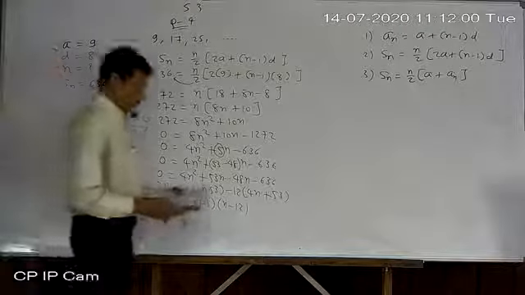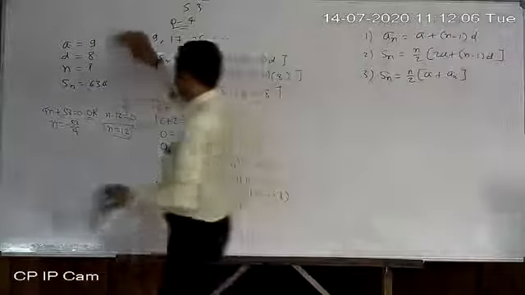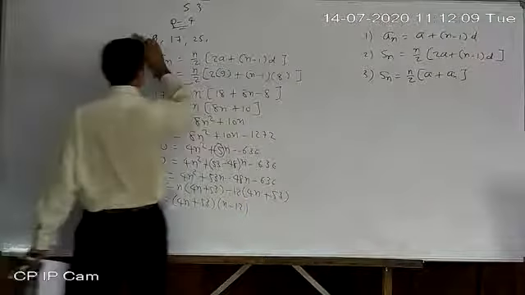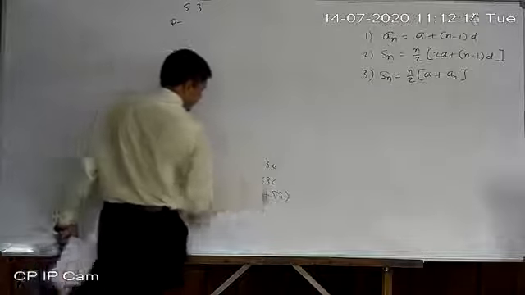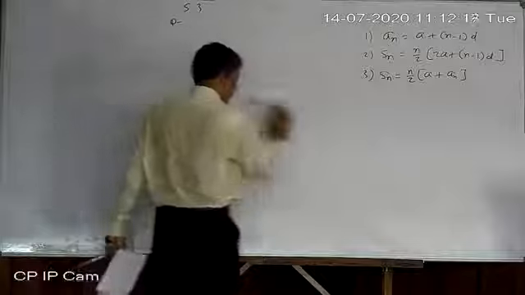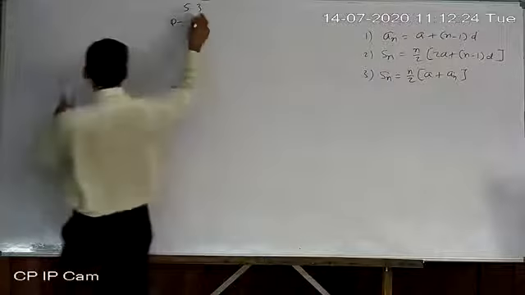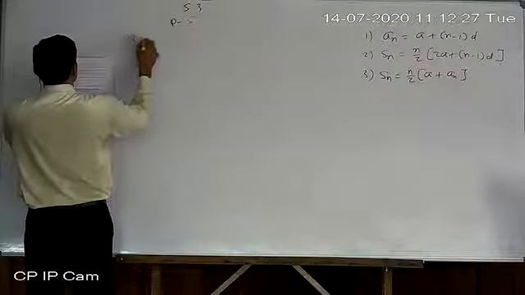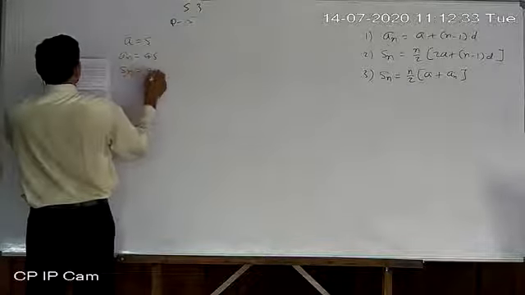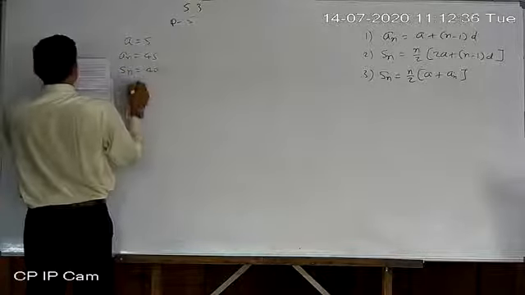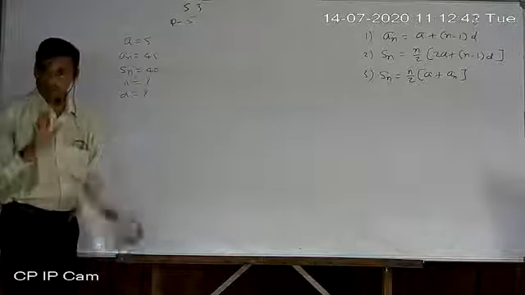Okay. Now look at the next one, number 5. First of all, try to prepare a symbolic list of whatever is given there. A, the first term, is 5. The last term, An, is 45. Sum is 400. Find the number of terms, n, and the common difference d. Just like yesterday's main question number 3, lots of sums we solved.